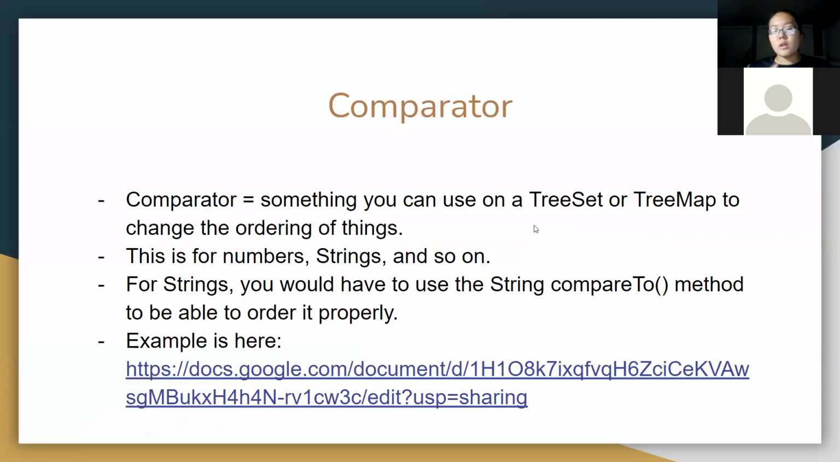Okay, so just a little definition first. A comparator is something you can use on a tree set or tree map to change the ordering of things. This is essentially very similar to comparable, which we used last time, right? But comparable was used more for classes, because remember that comparable is an interface, and what you did with that was say implements comparable, angle brackets, and had the data type inside of it. But that's specifically for classes more.